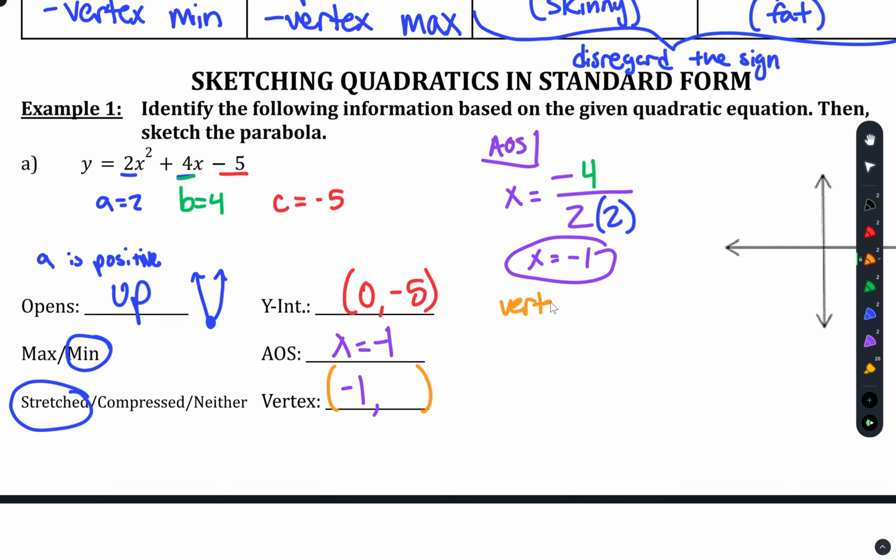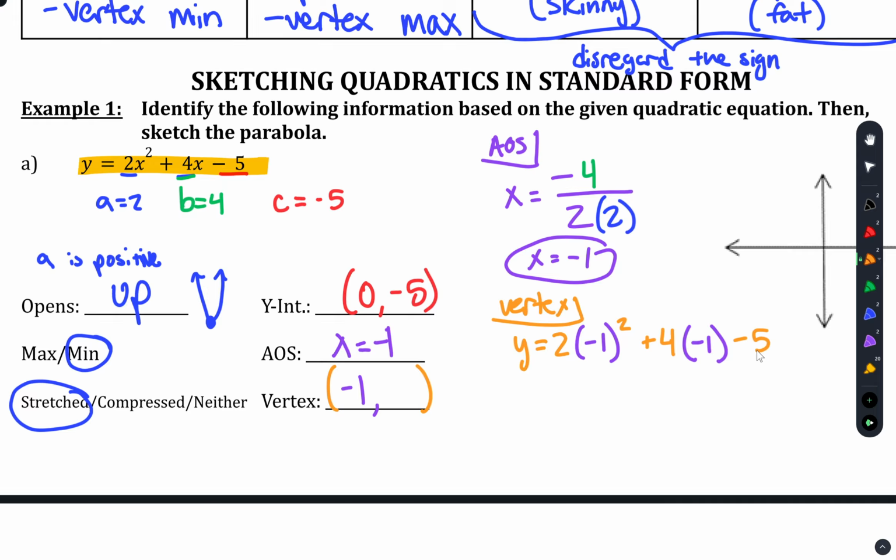For the vertex, I'm going to take this original equation right there, and I'm going to plug my x value into that equation. So this will look like y equals 2. Look at how I'm putting this in parentheses. This is going to be important in a second. Squared plus 4 times negative 1 minus 5.